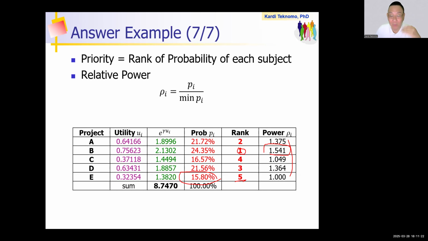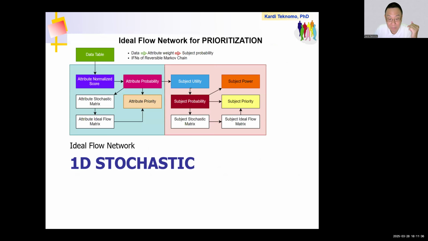So now I want to touch on what is called 1D stochastic. Now we want to relate this computation with IFN. The one in this part, the one in the white part here. So you already have the attribute probability, you already have the subject probability, right? Then from here you can easily compute the stochastic matrix. And once you know the stochastic matrix, you can calculate the IFN.